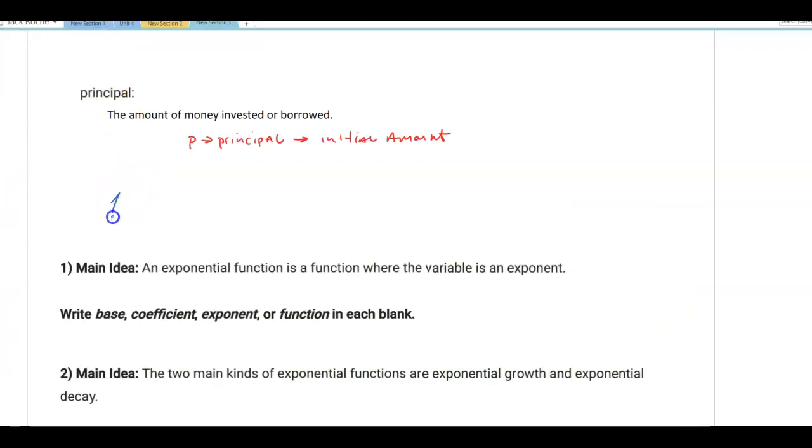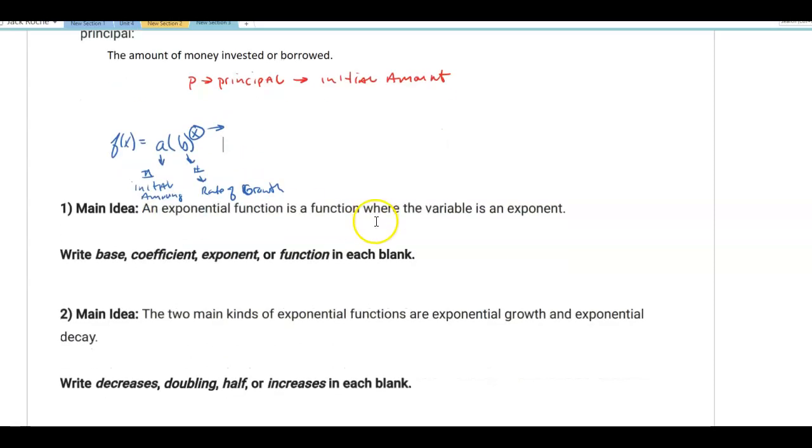The main idea is to understand that the function f of x equals a times b to the x, where a is going to be a number, and that's your initial amount. b will be a number, and that is your rate of growth. x will be your input value, and that'll generally be years and things like that. It'll relate to time with these types of problems.